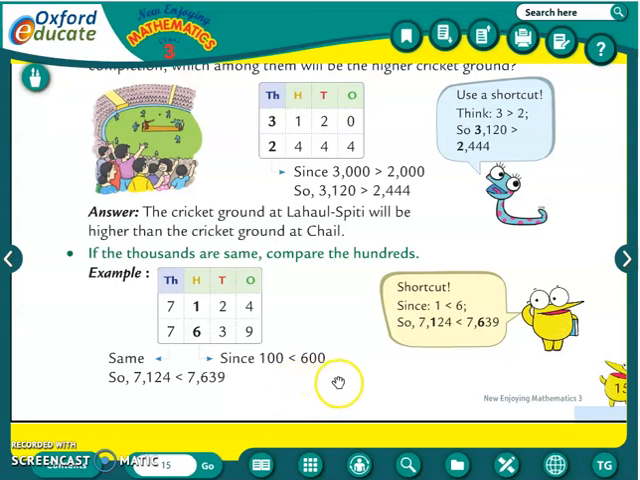Now I hope all of you understood that from the thousands and hundreds we can compare the numbers. First of all we will see the thousands, and then if thousands are the same we will compare hundreds. Now we will go to the next page.